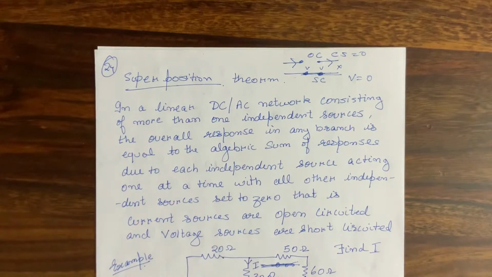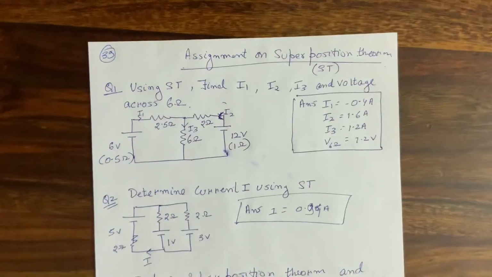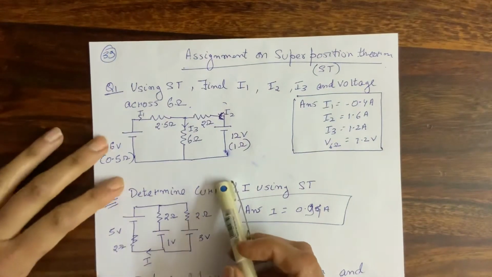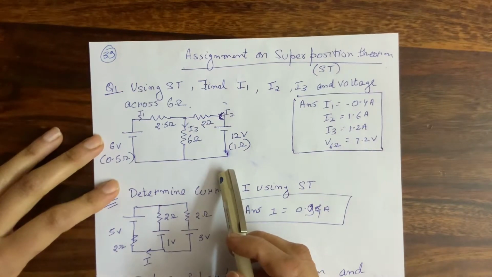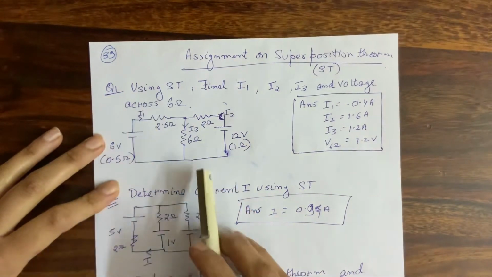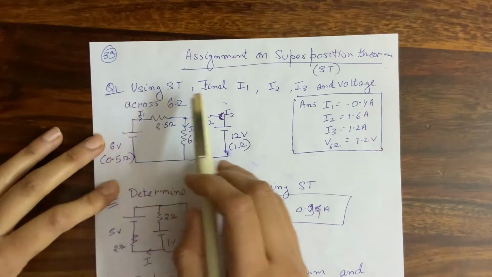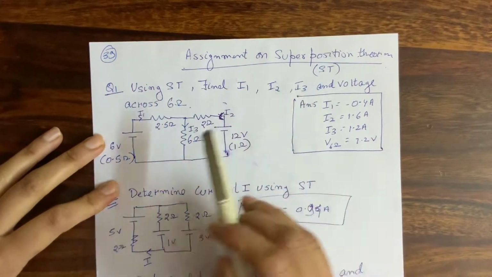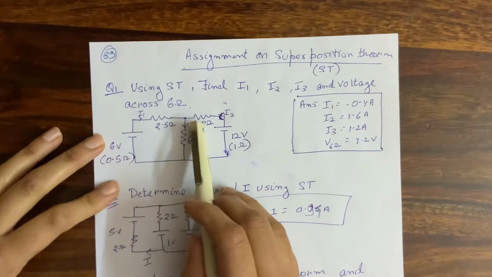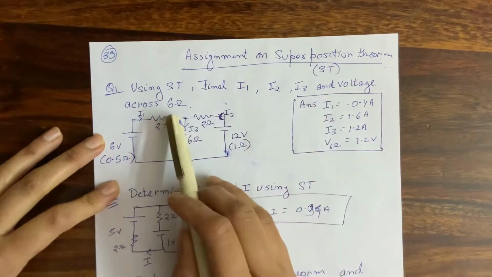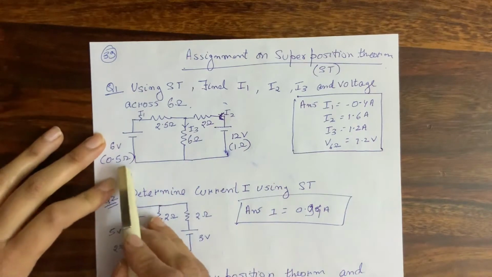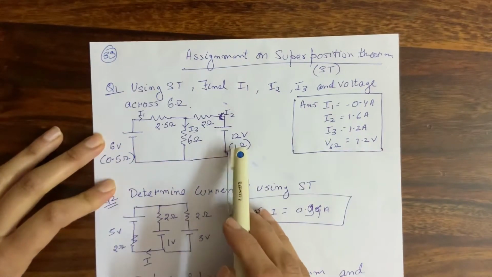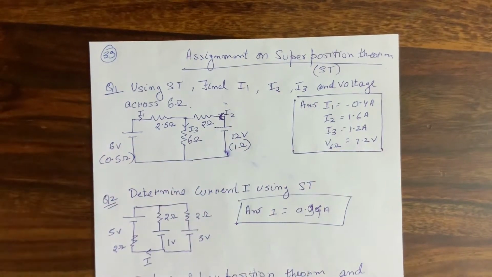Let's start with some examples. So here I have taken 3 examples to make you understand what superposition theorem is and how to solve those questions. So here is a very simple example. We have to solve for I1, I2 and I3 as specified in the figure with the directions, and the voltage across 6 ohm, using superposition theorem. And also the internal resistance of both the sources is given. So let's see how we will do that.